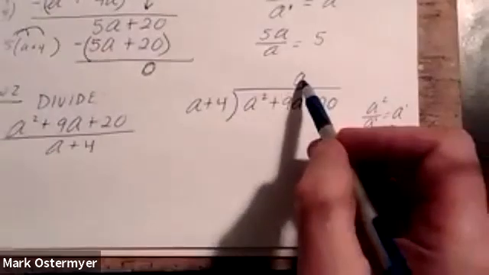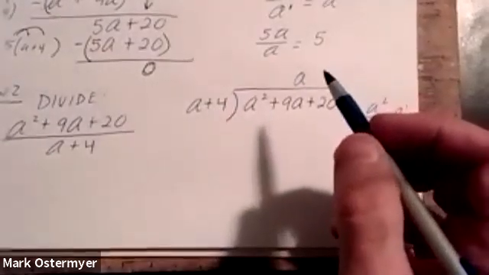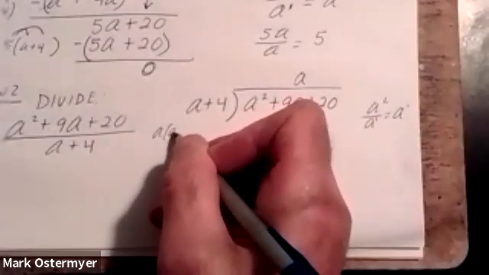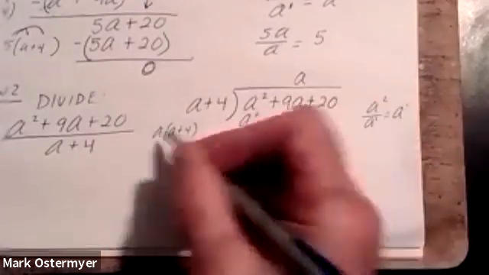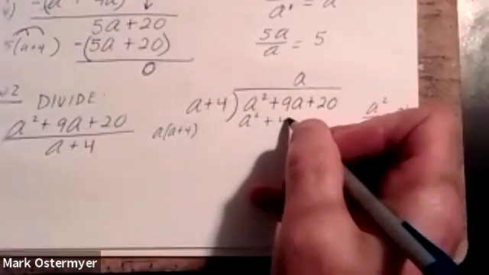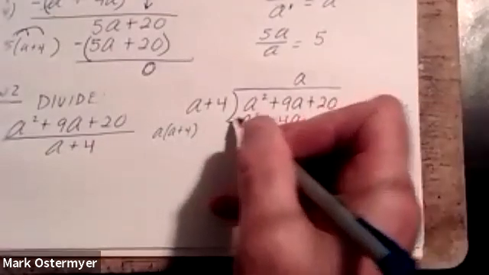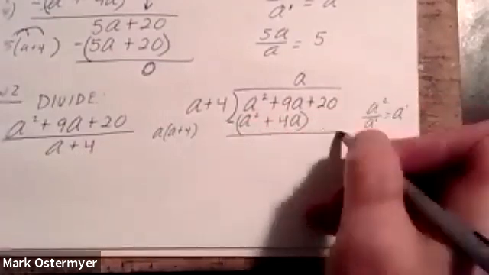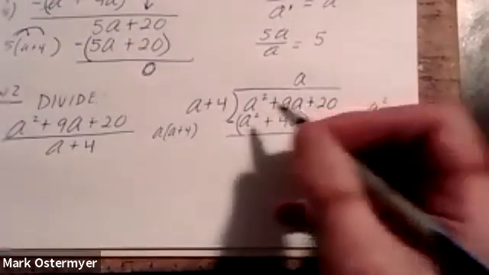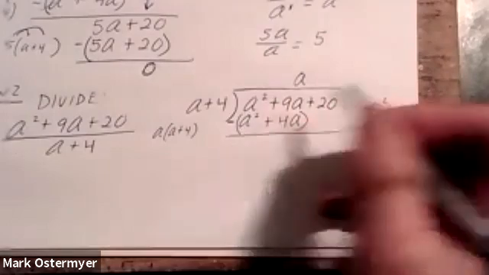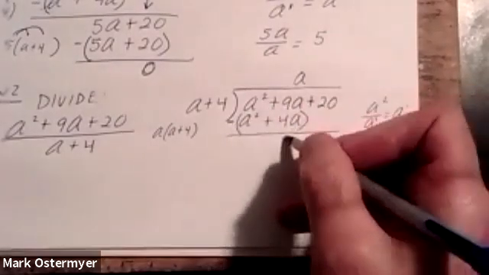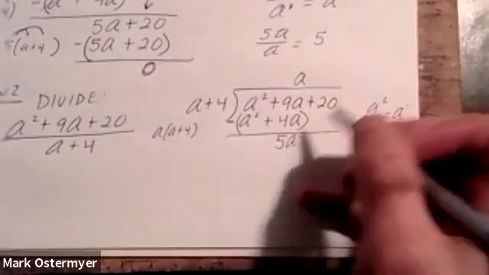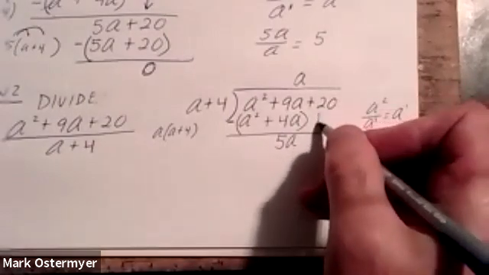We're now going to take a and multiply it by our divisor. So a gets multiplied by a plus 4. A times a is a squared. A times 4 is 4a. And then we're going to subtract off the polynomial. A squared minus itself is 0. 9a subtract 4a is 5a. And we bring down the 20.